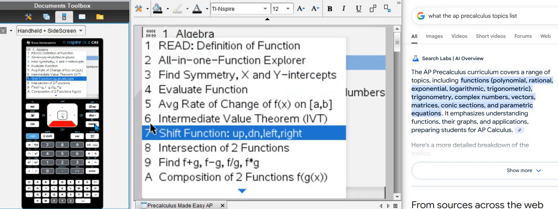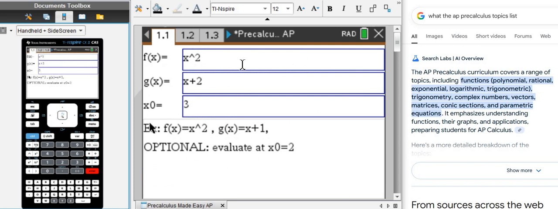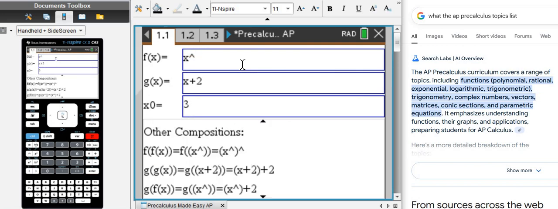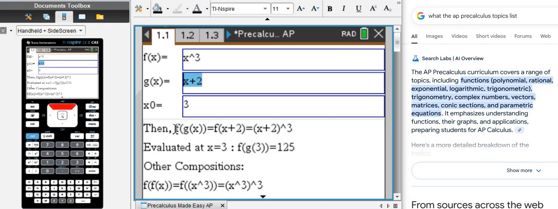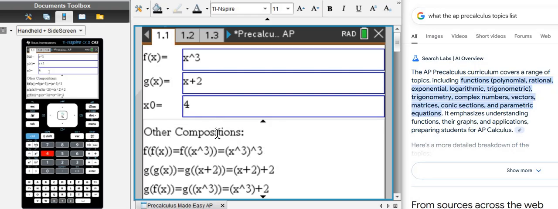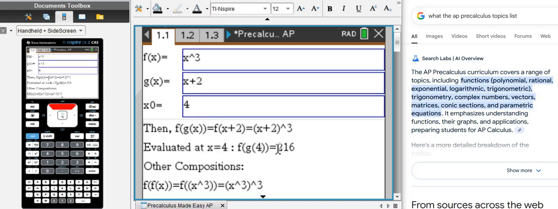Maybe functions. Compositions are always a big topic. Type in your function that you like, f and g, and scroll up, and then you see f of g of x is this, x plus 2 cubed. And optionally, if you plug in 3 into that composition, you're going to get 125. If you plug in, let's say, 4, you don't get 125, but you get 216. So it works like a charm.